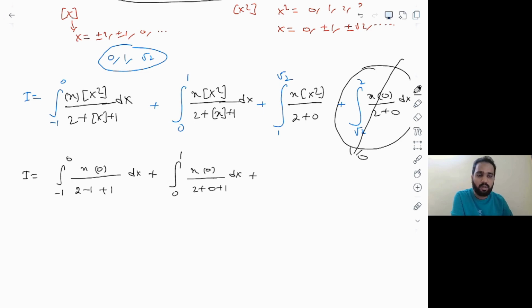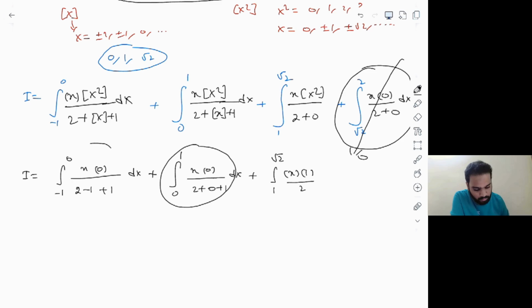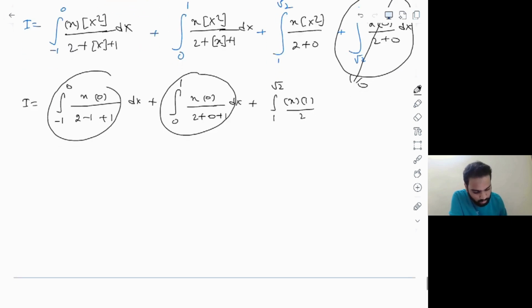Third term, when x belongs to 1 to root 2, x square would belong to 1 to 2. So step of x square will be 1. So finally, the remaining part will be x into 1 divided by 2. So clearly the first term and second terms are zeros here. So what is the only remaining part in this question? I is equal to integral 1 to square root of 2 of x by 2 dx.